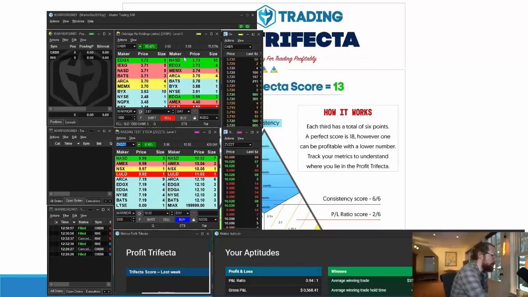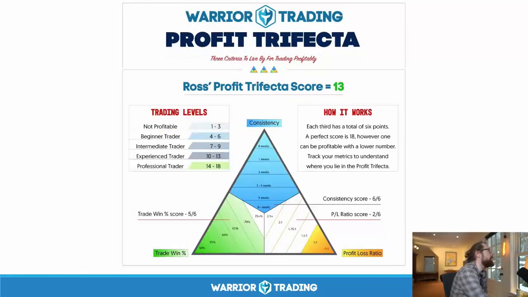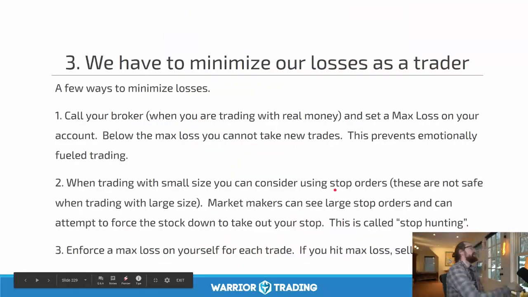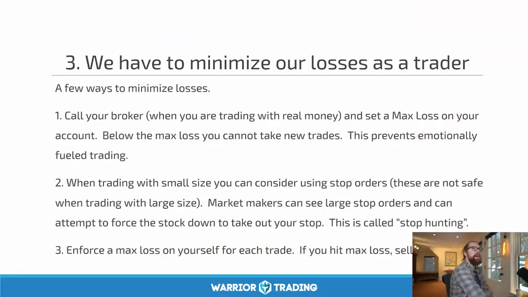All right, so let's see. Why don't we jump back out of the simulator and back to here. So we've talked about the risk of being a trader. We've talked a little bit about profit-loss ratios, which are very important. And now we're going to talk about step 3, minimizing our losses as a trader.